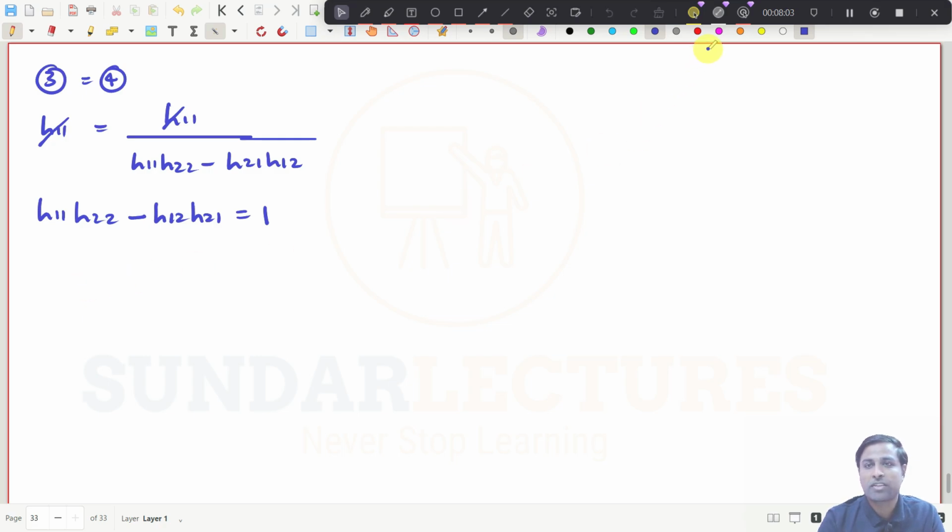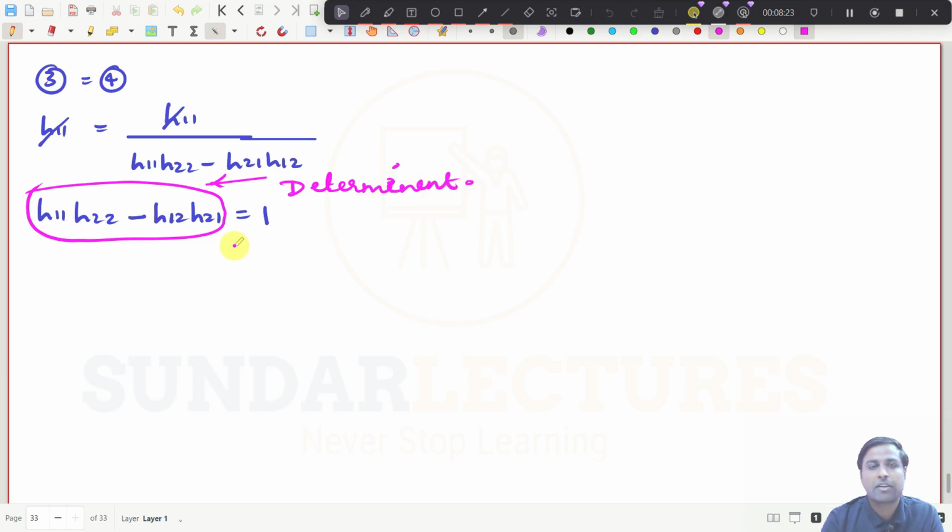This is the condition. And what is this one? This whole term. You know, this is nothing but the determinant of H matrix, right? What is this one? H11, H12, H21, H22. This is the matrix, right? And if you want to take the determinant of this matrix, what you will do? You will multiply these two, H11, H22, minus of, you have to multiply these two, H12, H21, right? That is what we are getting here.